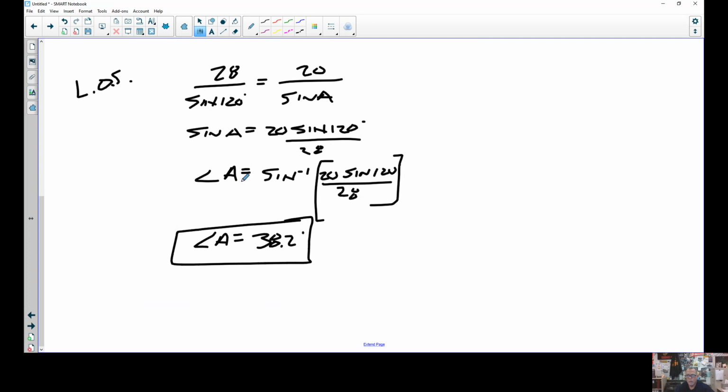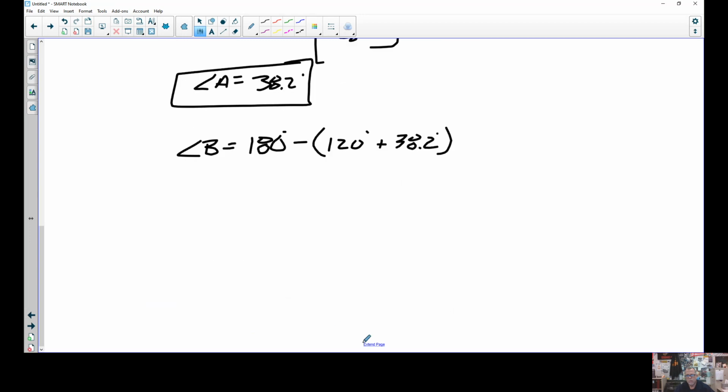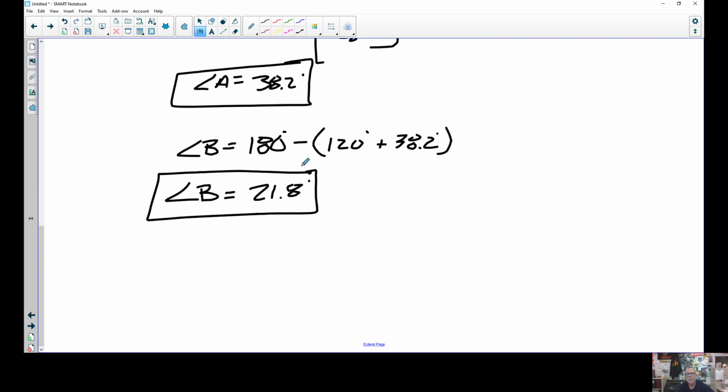So now we have two angles, right? We had 120 degrees, we had 38.2 degrees. So now we can find our third angle, which is angle B, and that'll equal 180 degrees minus our other two, 120 degrees plus 38.2 degrees. And when we do that, we get angle B is equal to 21.8 degrees. And we have our triangle solved.